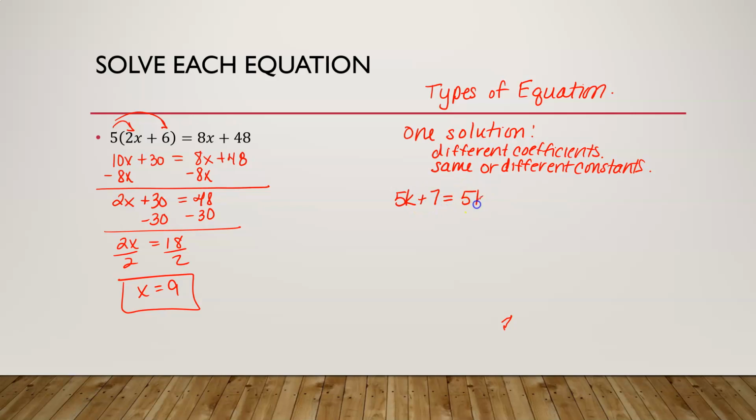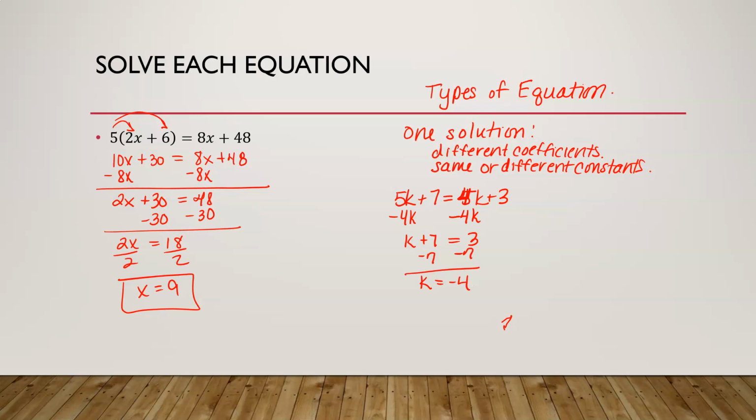So if I have 5k plus 3, let me show you when I solve that. Oops, this should be 4k. Coefficients need to be different. This is 4. So when I subtract 4k from both sides, I have k plus 7 equals 3. And when I subtract 7, I have k equals negative 4. So that gives you one solution.